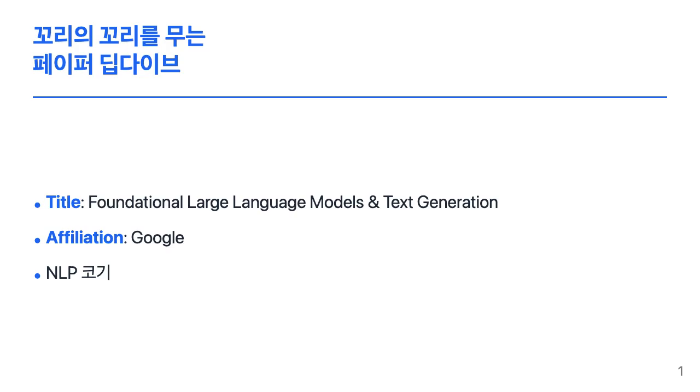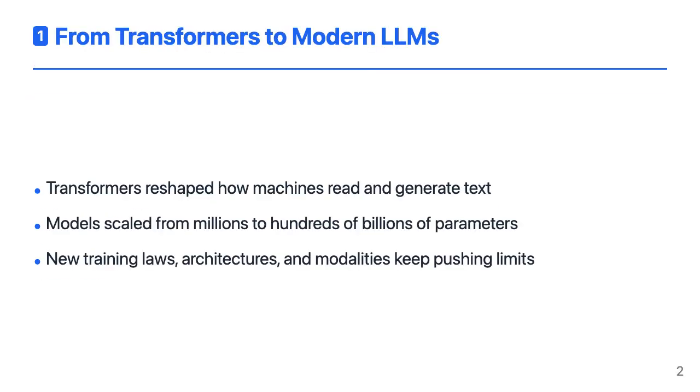Today's deep dive is about the paper from Google, Foundational Large Language Models and Text Generation. This presentation walks through how large language models evolved from the original transformer into today's powerful systems. We'll look at how model size, data, and architecture changed over time, what that means for performance and efficiency, and how modern models are trained, fine-tuned, and deployed.